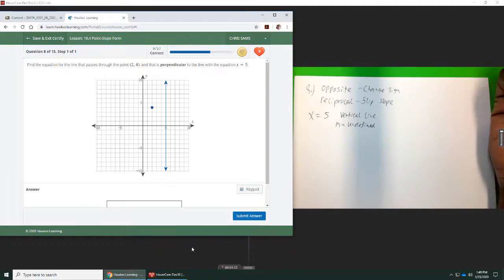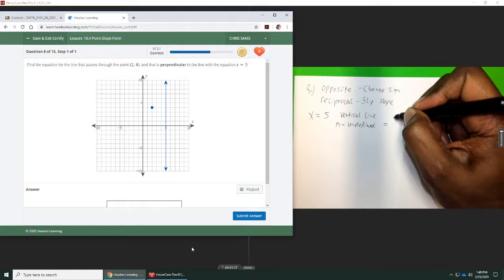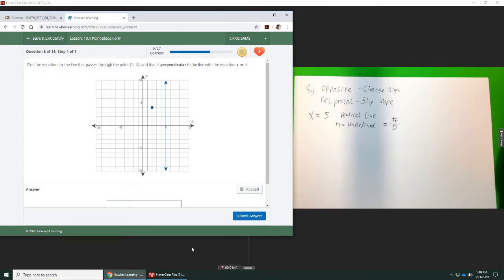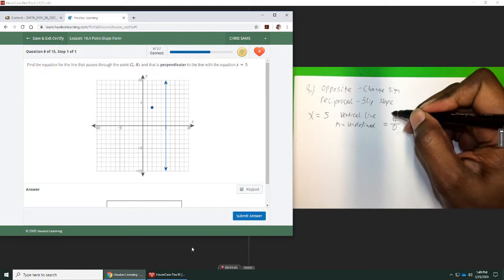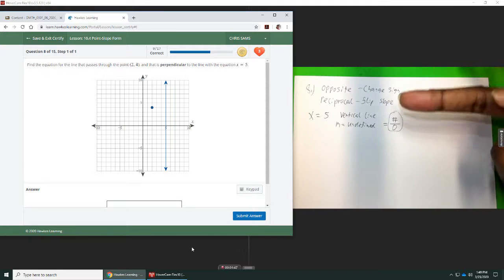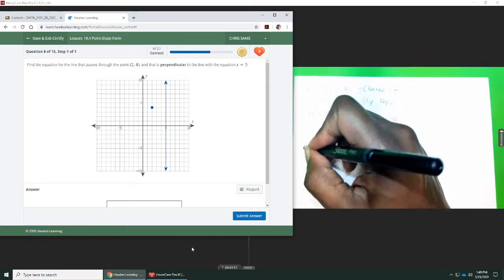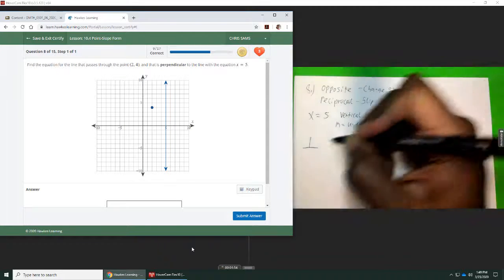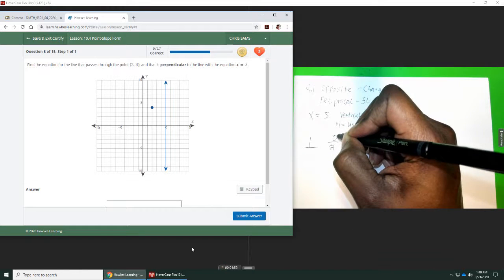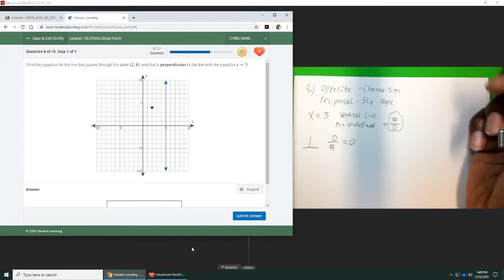Okay, what causes a slope to be undefined? Any number divided by 0, because we cannot divide by 0. So here's the key: your slope is something divided by 0. Well, if I were to flip that and put some number on the bottom, so perpendicular, I would flip that and I would have 0 over some number. Any 0 divided by any number is going to be 0. So I have a 0 slope.